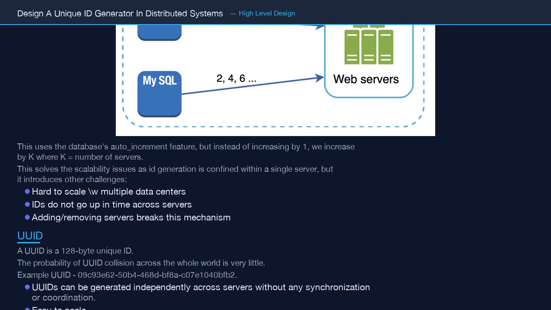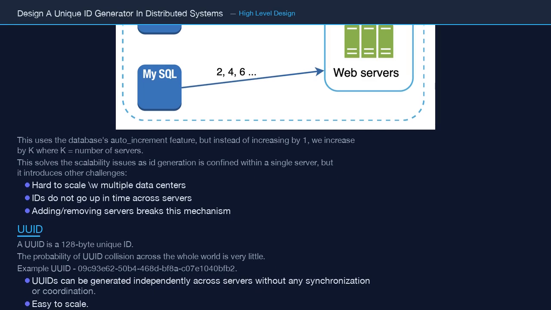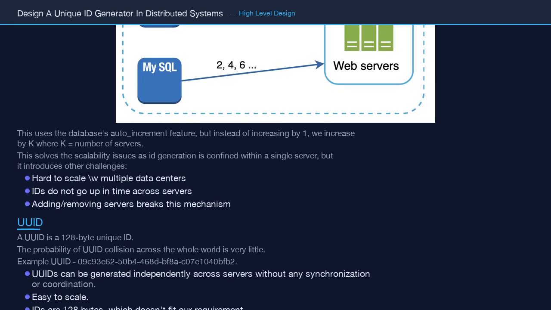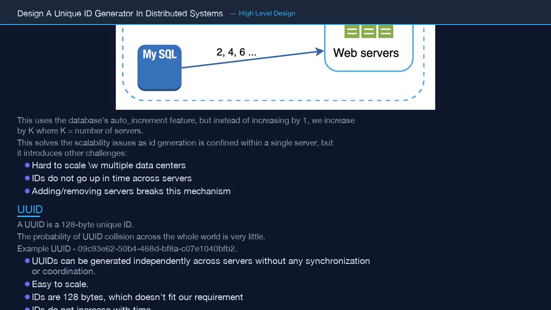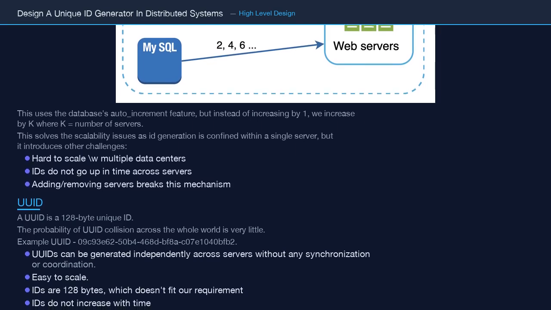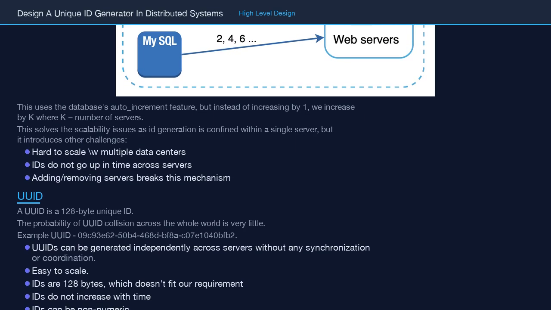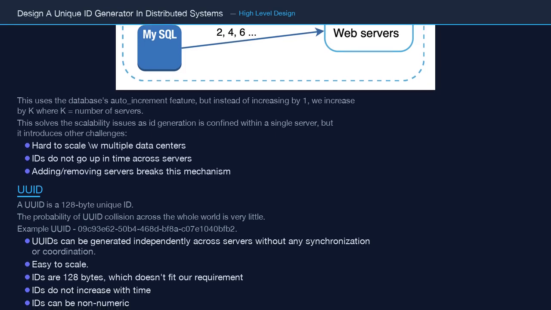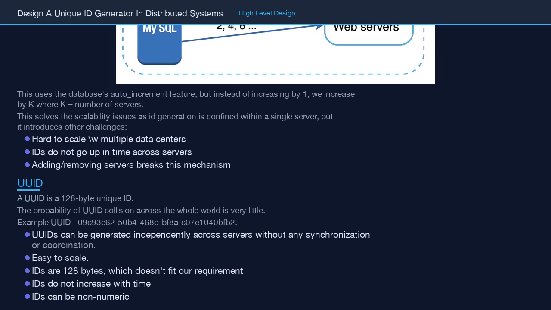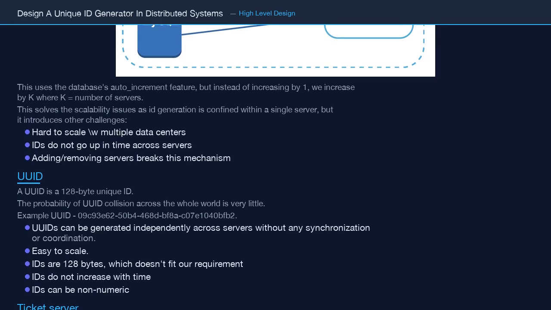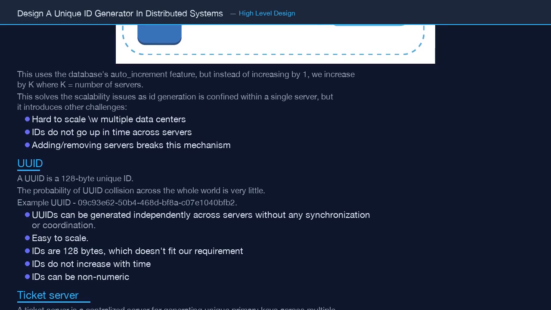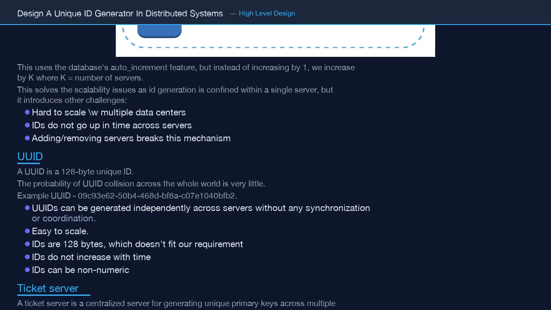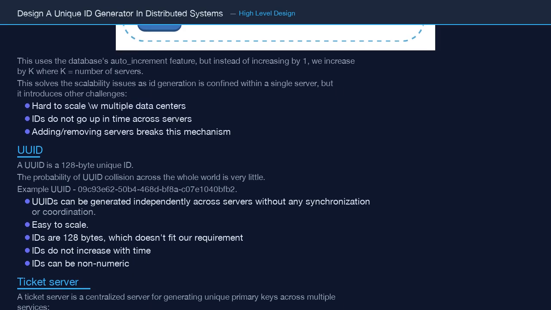However, it comes with real drawbacks. It's hard to scale across multiple data centers, because coordinating the increment logic between geographically separate clusters gets complicated quickly. IDs also don't increase uniformly over time across servers, since each server is generating its own sequence independently. And perhaps most critically, adding or removing servers breaks the mechanism entirely, because the value of k changes and the sequences no longer stay non-overlapping.